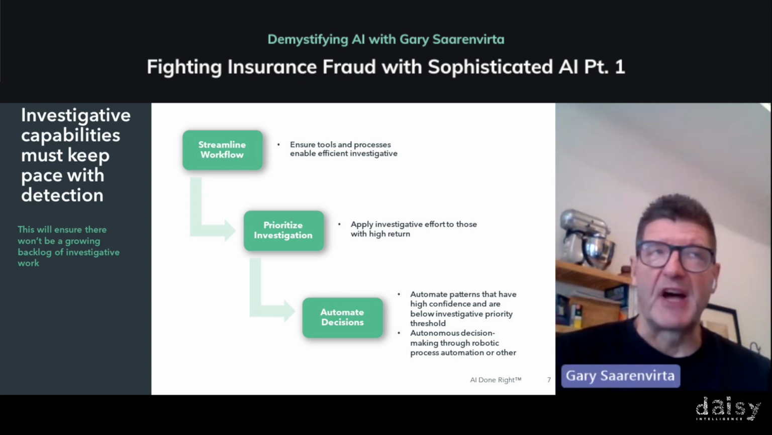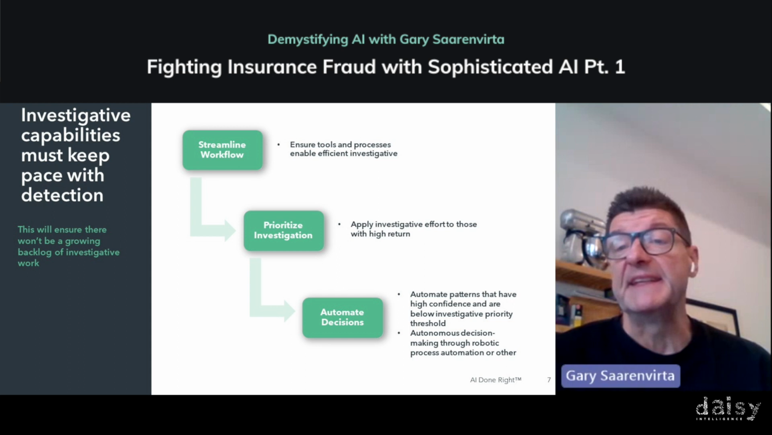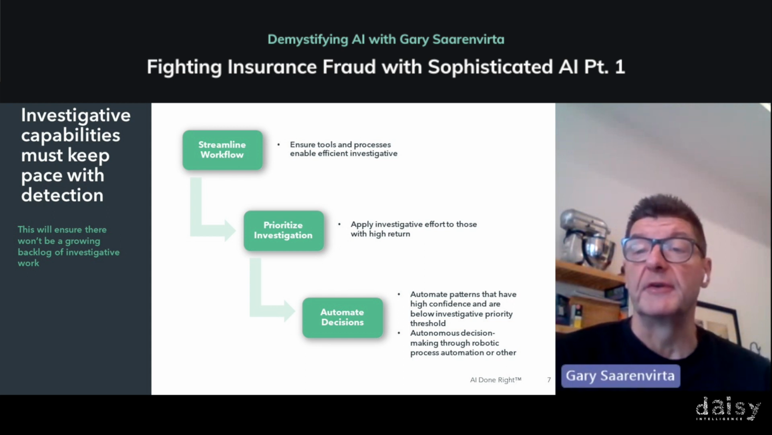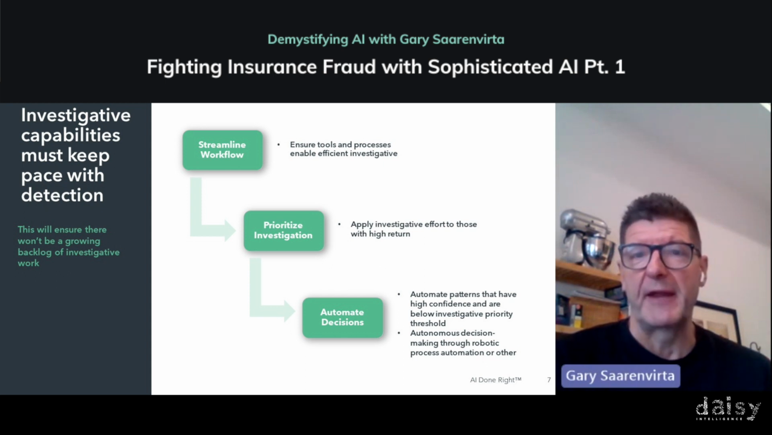That saves a lot of time, and we've heard feedback from our clients that we've been able to save substantial investigative time because we make it easy to get all the data required to investigate a potentially fraudulent claim or to make an adjudication decision around whether a claim should be paid or not.